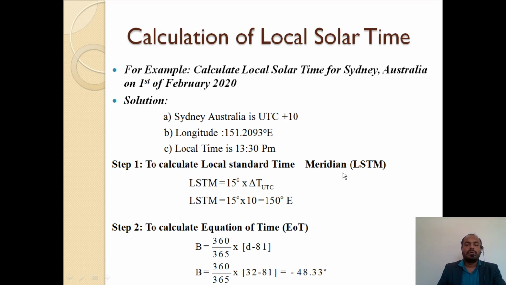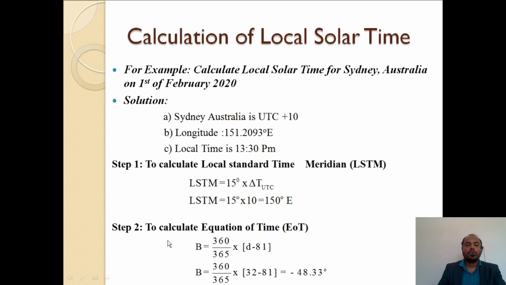In step number 1, we calculate the local standard time meridian by using the standard formula: 15 degrees multiplied by delta UTC. The UTC value is the difference between the local time and the prime meridian time. This value is UTC plus 10. It is already available on the internet and on the map also, so we can put this value here. We get LSTM is 15 multiplied by 10, which equals 150 degrees east. As this value is positive, 150 degrees east has been given.